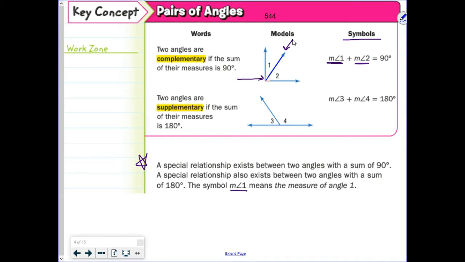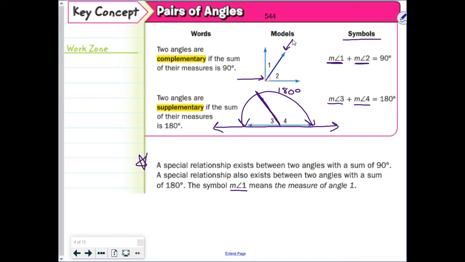Well, they don't just have to be formed by intersecting lines. You can see here that these two angles are adjacent because they share a side, and they also form this straight line, meaning that their two measures add up to 180 degrees. So we can say the measure of angle 3 plus the measure of angle 4 equals 180 degrees. Supplementary angles are two angles whose measures added together will equal 180 degrees.